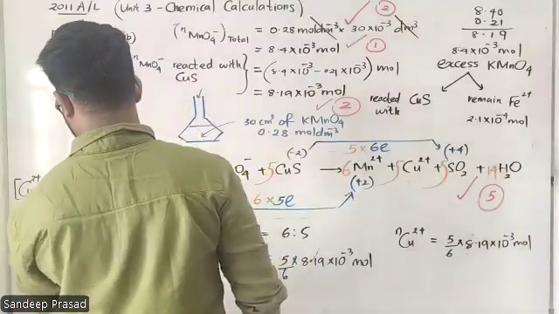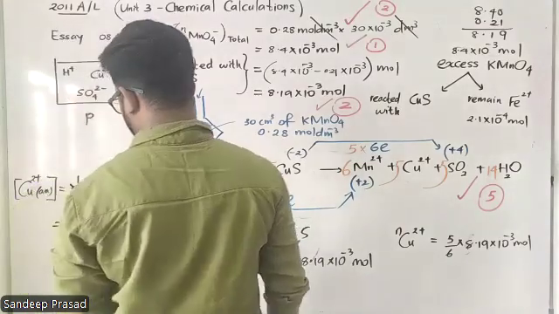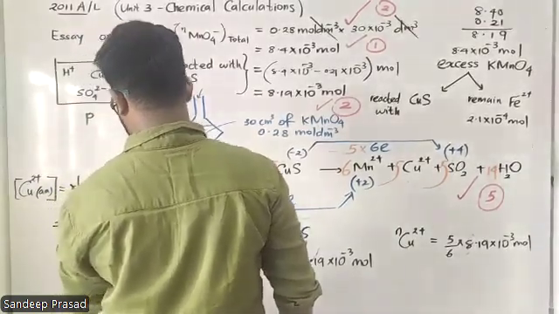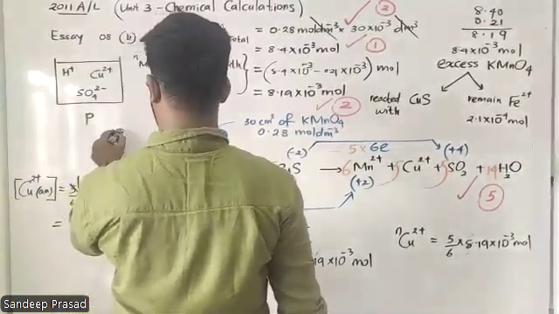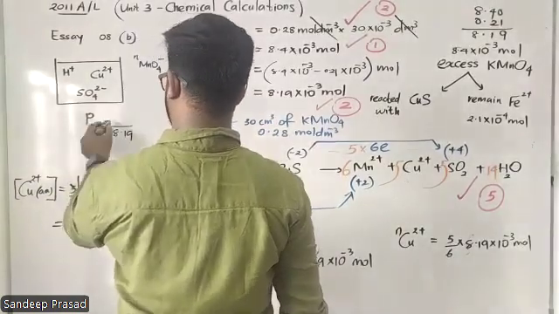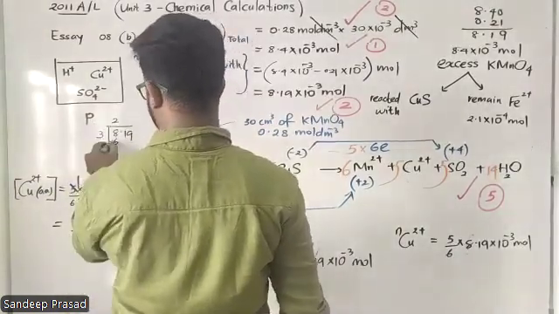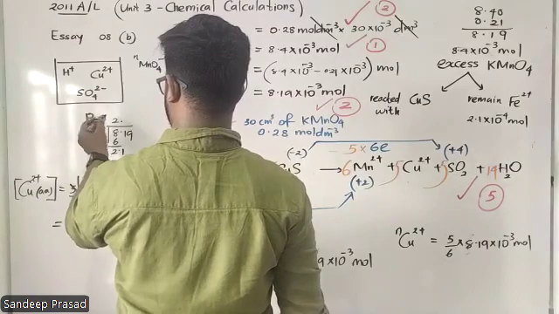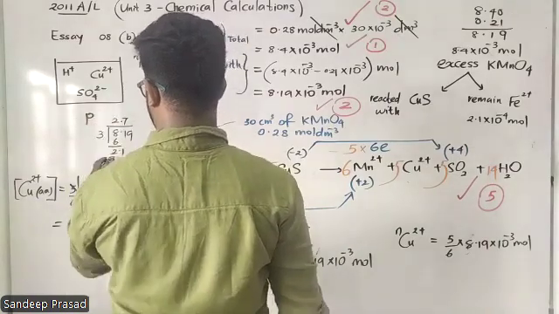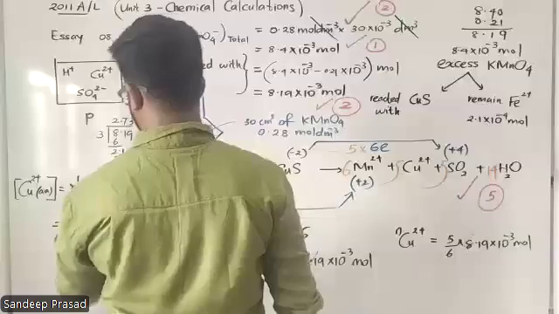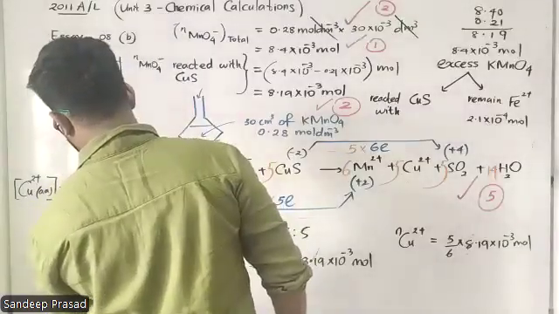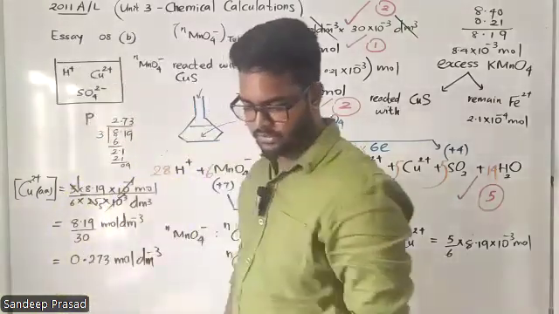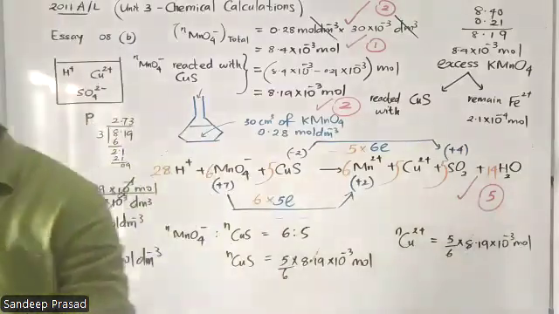So these will cancel off, 1 here, 5. So 8.19 divided by 30 moles per cubic decimeter. So let me divide 8.19 by 3. Then we can get the answer like 0.273 moles per cubic decimeter. Molar concentration. Yes, that is the final answer.